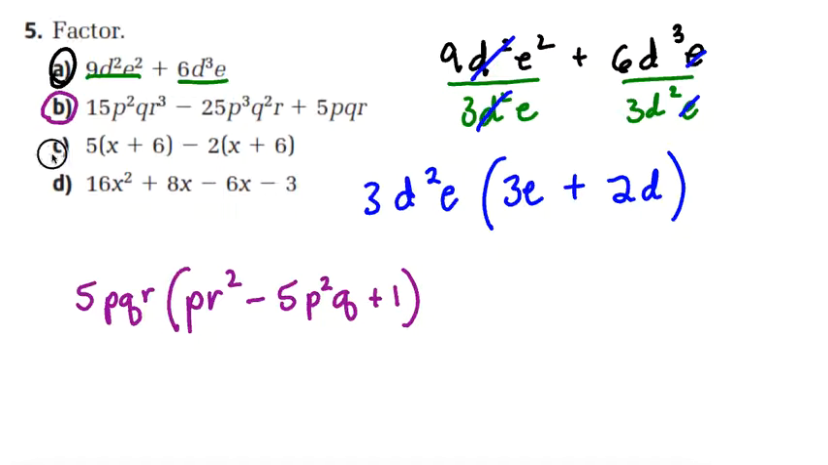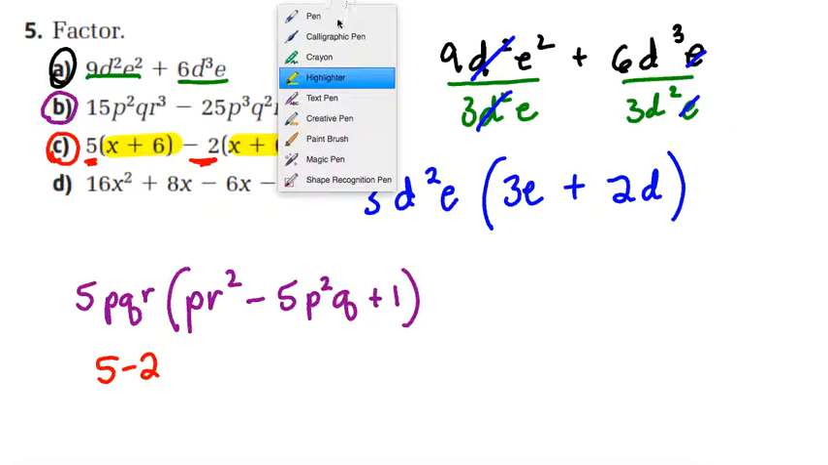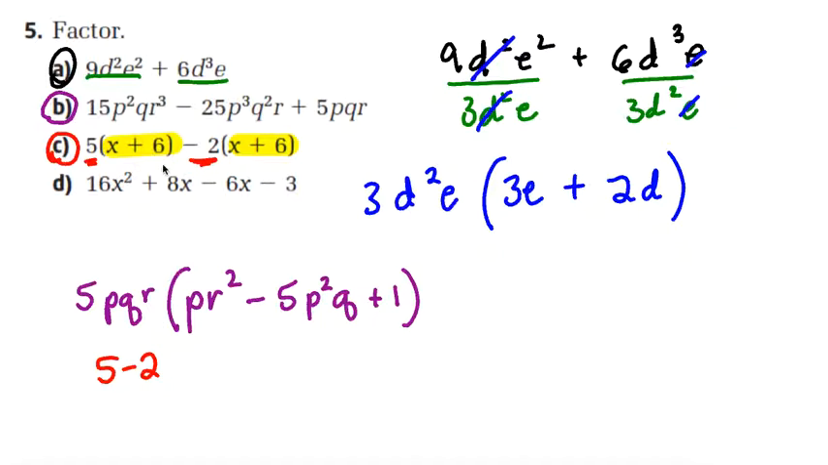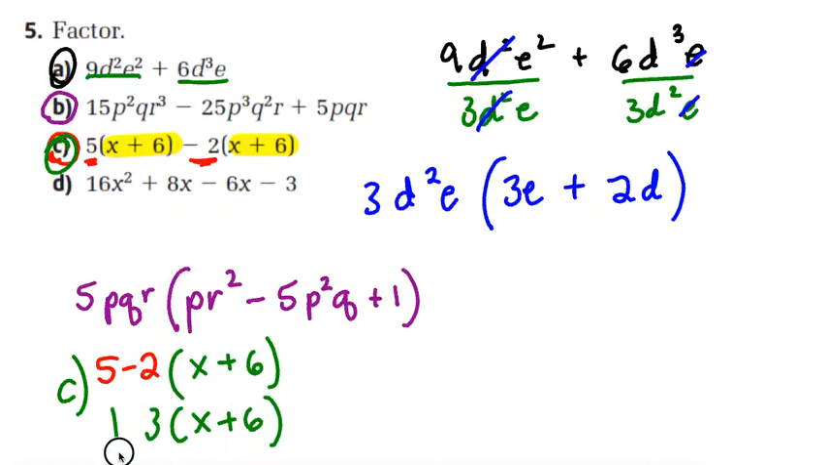And I'll just talk to you about this one. This one's a little bit weird. This is called factoring by grouping. This isn't so important, but you can see that 5 times this quantity minus 2 times this quantity. So what you can do is you can factor by grouping. So another way to write this is actually we have 5 minus 2 times this quantity. So we can write it as 5 minus 2 times the quantity x plus 6. So that's the same thing as 3 times the quantity x plus 6. And so that would be your answer for C.